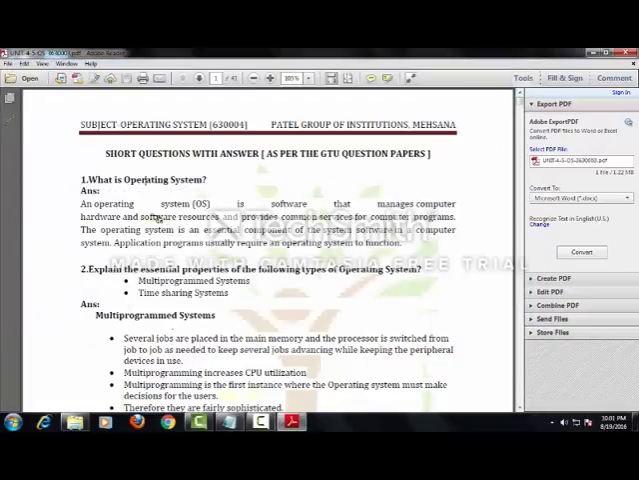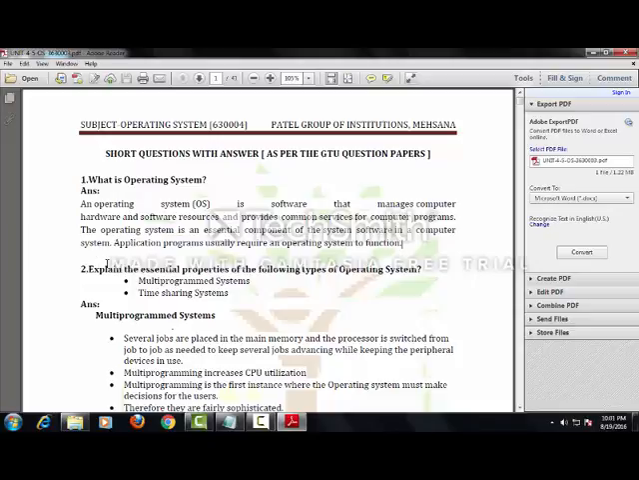So the answer is very clear. An operating system is a software that manages computer hardware and software resources and provides common services for computer programs. The operating system is an essential component of the system software in a computer system. Application programs usually require an operating system to function, right?